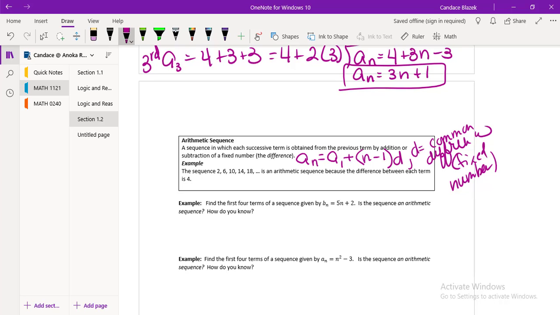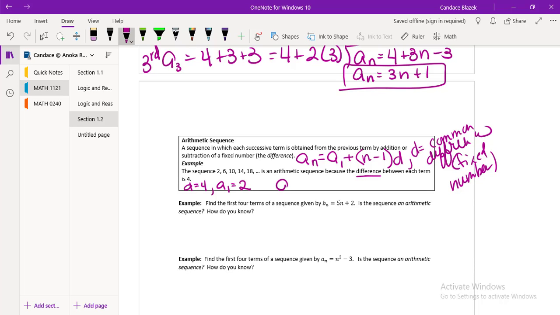So when we look at these, an example here is we have the sequence 2, 6, 10, 14, 18. Well, in this sequence, I want us to see that we are adding 4. This difference between all of the terms, we increase by 4. So our common difference would be 4. Our first term is a 2.